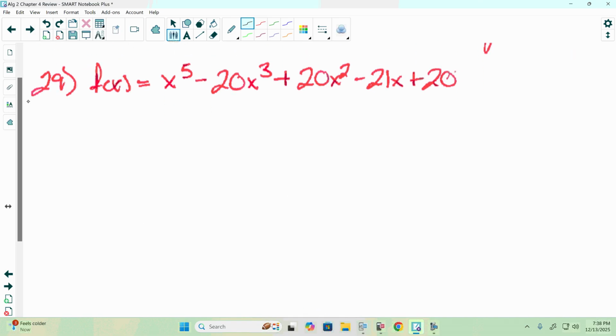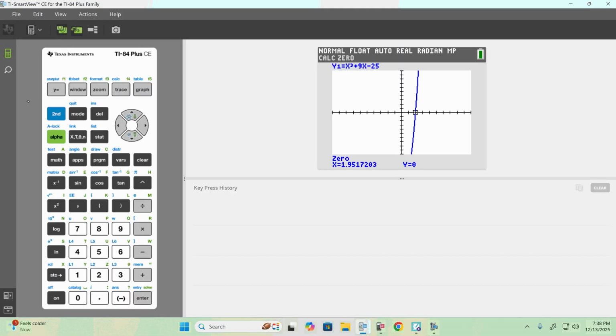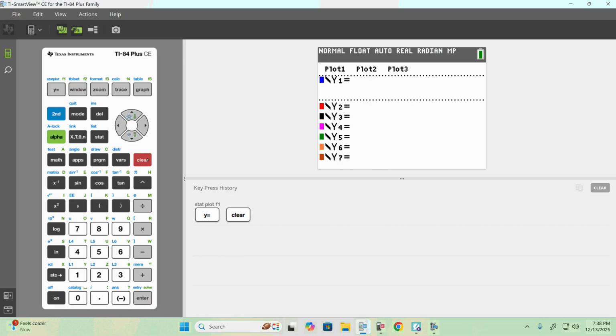All right, 29 through 34 solved. Now the first thing I would do with each one of these is grab the graphing calculator, hit y equals, and if there is any equation in there, clear it out. And we're going to type that equation in. We're going to type it in exactly as we see it. I wouldn't change a thing. I'm just going to graph it.